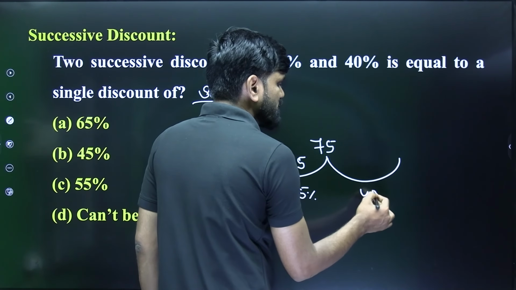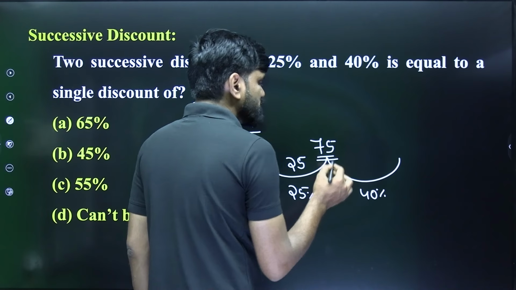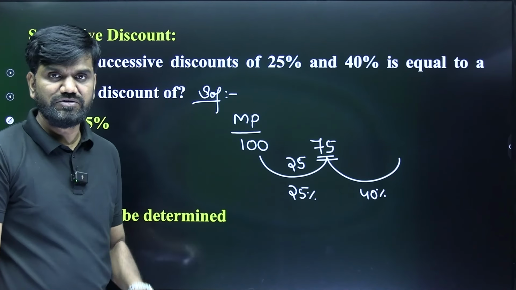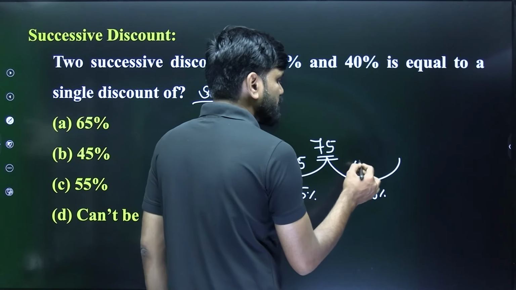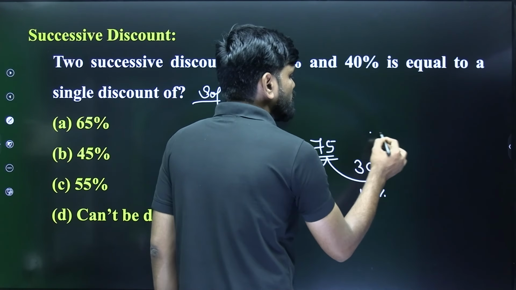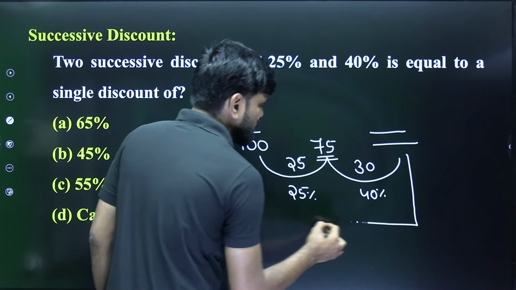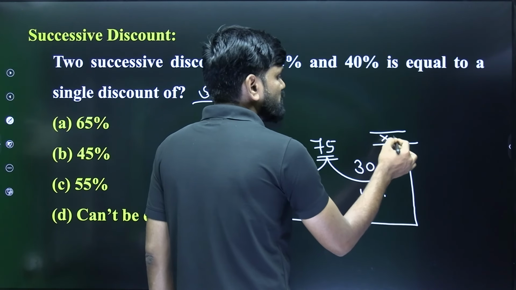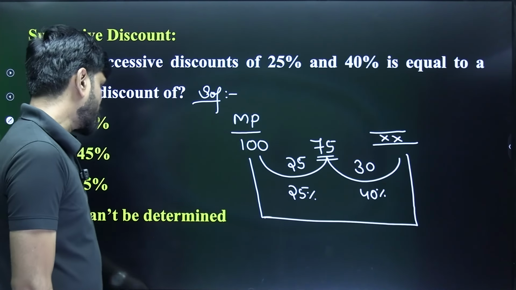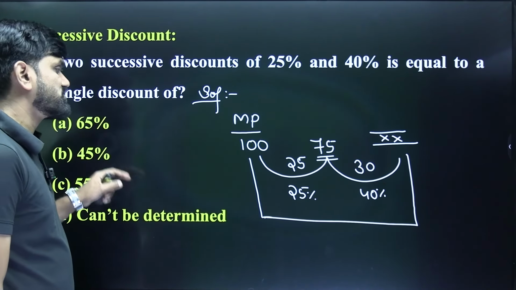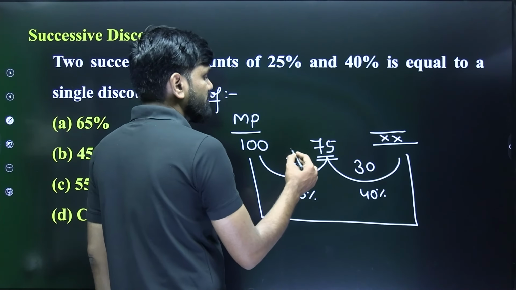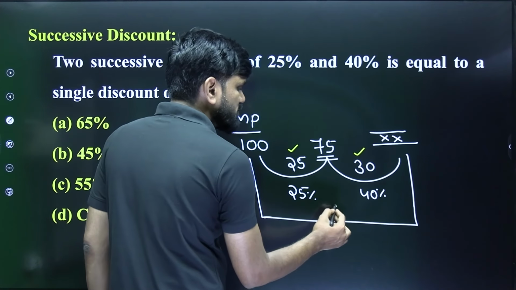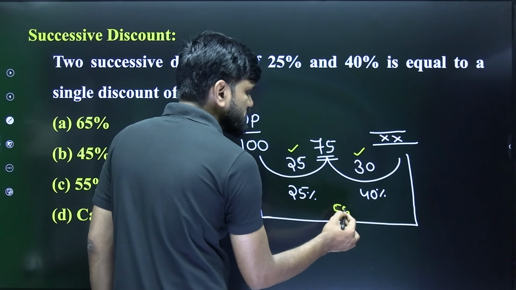So what is 40% of this? 10% of this will be 7.5. 40% it has to be 4 times of 7.5. That will give you 30. So instead of you giving two discounts, if you wish to give a single discount directly, how much discount you can give without finding this value? Still I can get the answer. On 100 rupees, I can directly give a discount of 25 and 30. 25 plus 30. Together, how much discount I can give? 55 rupees discount I can give.